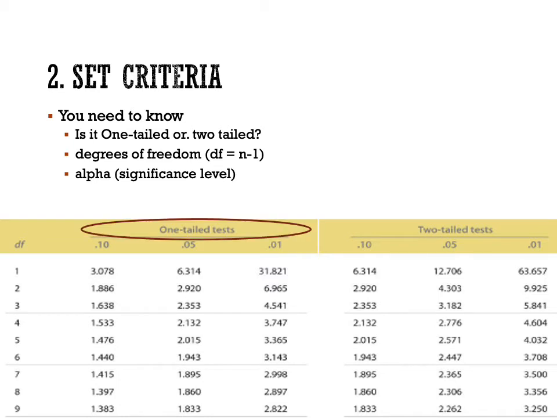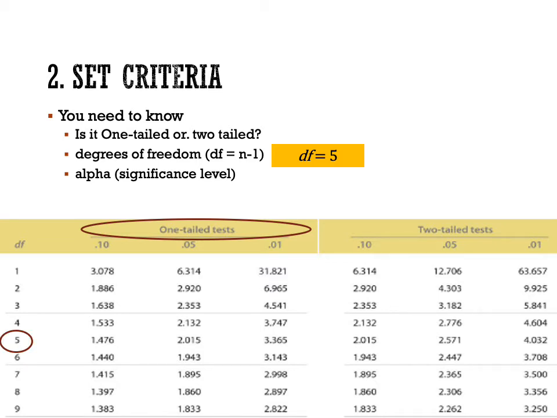We also need to know the degrees of freedom. In this case, the formula is n minus 1. N is our sample size, which we know is 6 students. So I'm just going to plug that in. df equals 6 minus 1, which is 5. So you can add this information to your list of info. df equals 5. I can find that on the chart too.